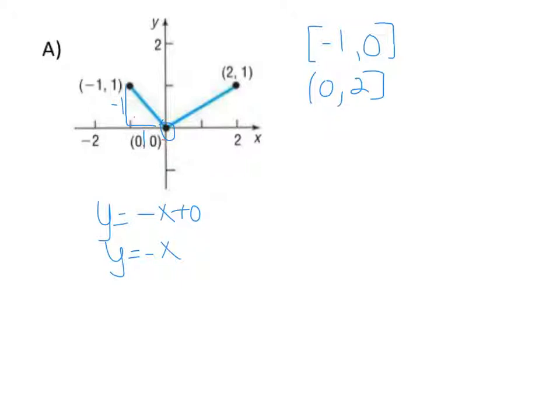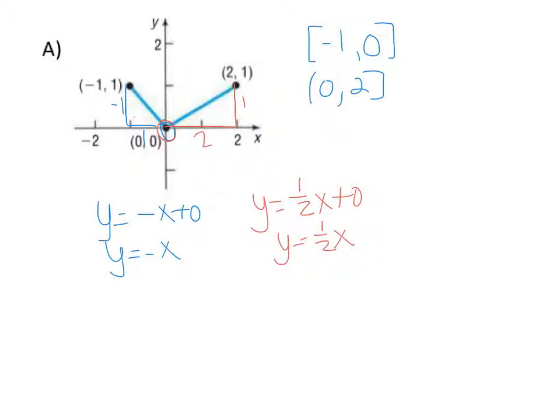For the second function, I want to take a look at going over here from 0 to 2. So again, if I consider just what the slope of this linear piece is, I go over 2 and up 1. That will get me from 0, 0 to 2, 1. So I know that my slope is equal to 1/2. Again, the y-intercept is still 0. So y equals 1/2 x plus 0, or just y equals 1/2 x.